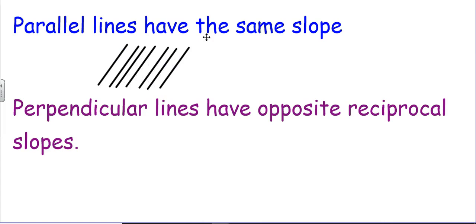Perpendicular lines have opposite reciprocal slopes. So for example, if the slope was negative 2 over 3, the opposite reciprocal slope would be positive 3 over 2. The slope of 5, or 5 over 1, would be negative 1 over 5. So opposite is when you change the sign, and reciprocal is when you flip the fraction.